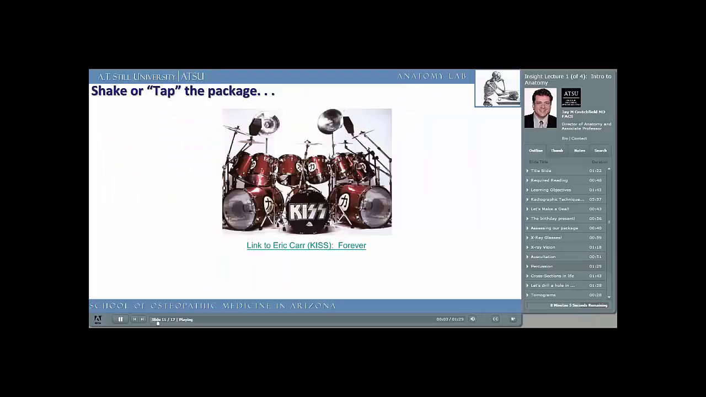We can actually tap a package, just like playing the drums. We can tap the abdomen. We can tap the lungs. And based on what we hear, we make a clinical decision if further studies are necessary.